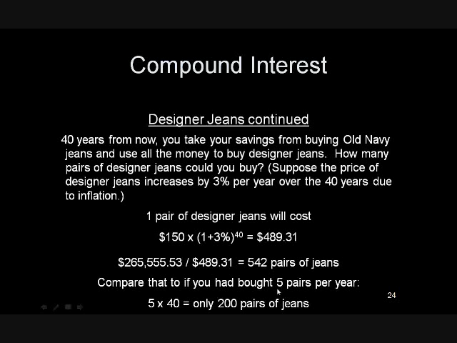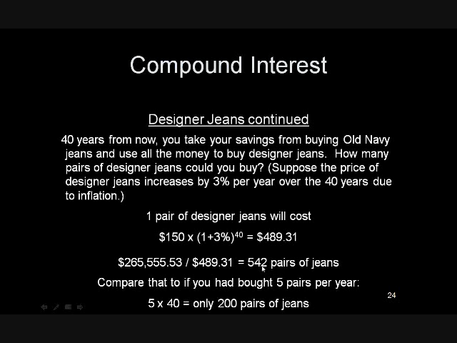So what we're saying here is that for 40 years, you can buy the cheaper pair of jeans. You still get to wear blue jeans. You're not foregoing blue jeans. You're just wearing less fashionable blue jeans. And then at the end of 40 years, you can buy hundreds and hundreds of the more fashionable jeans with the savings that you accumulated. I mean, this is more than twice as many pairs of designer jeans than you would have if you had been buying them 5 per year for 40 years.